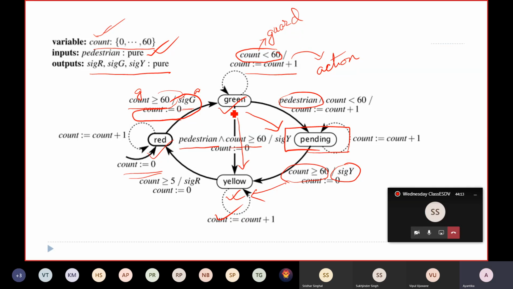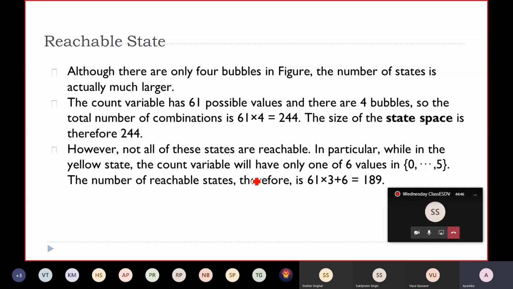So how many states have we considered? We have considered directly here 4 states: green, red, yellow, and pending, according to our specification. But actually, if you consider the reachability of these states, this is the state space you have to consider, not only the states, but also all the count values when the count is moving from 0 to 60 in each state. So in that case, we define another parameter or another term that is called state space.